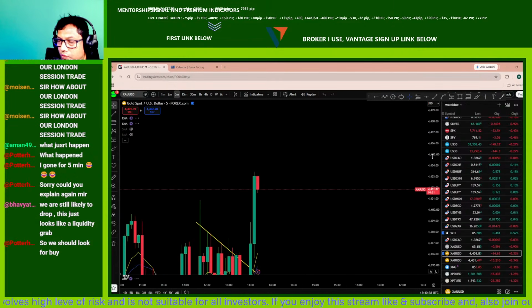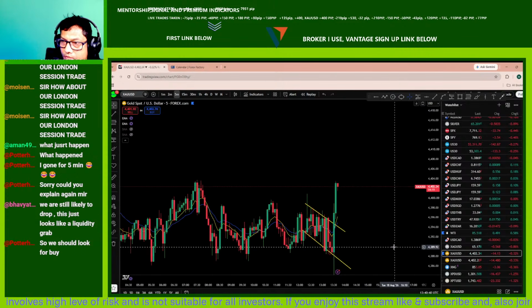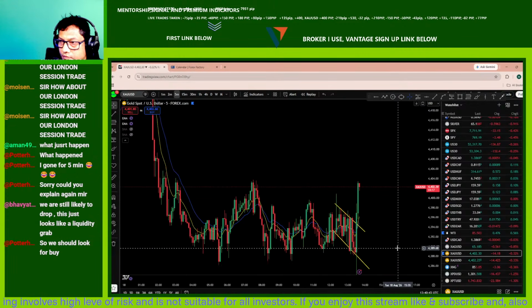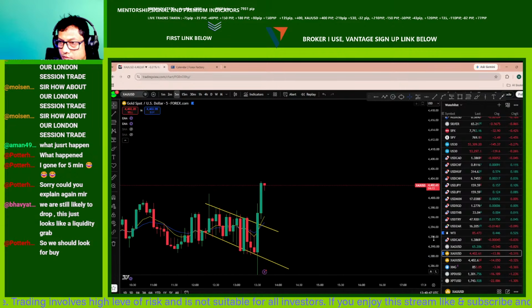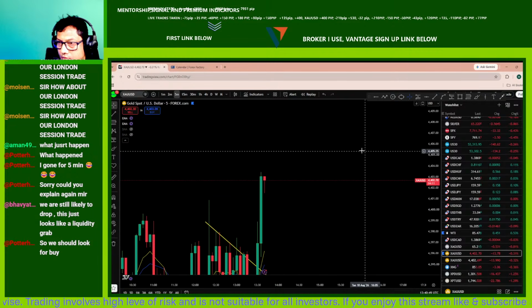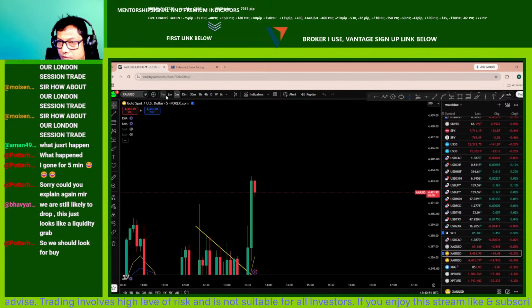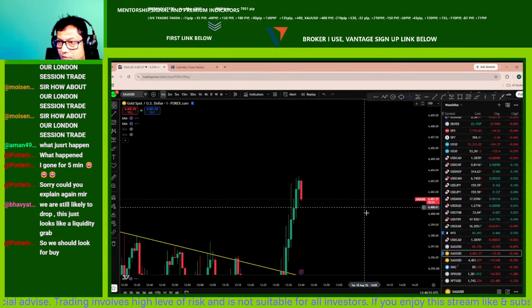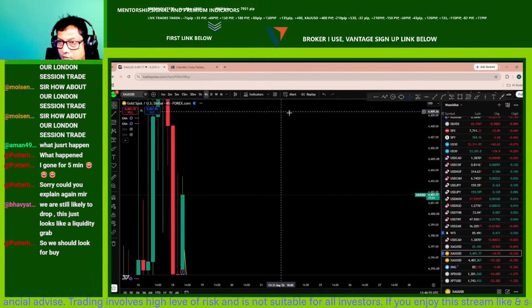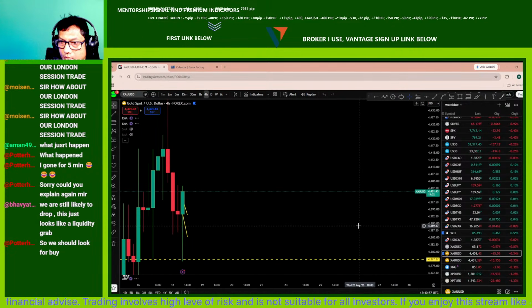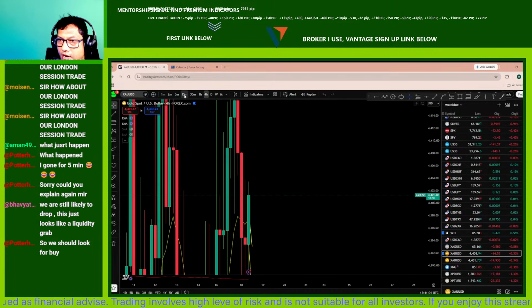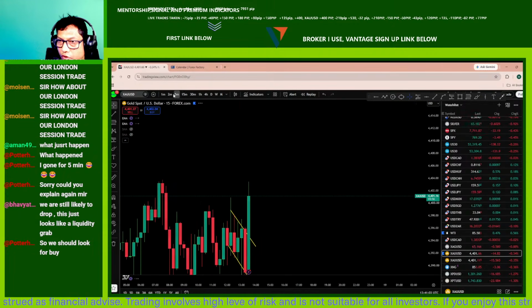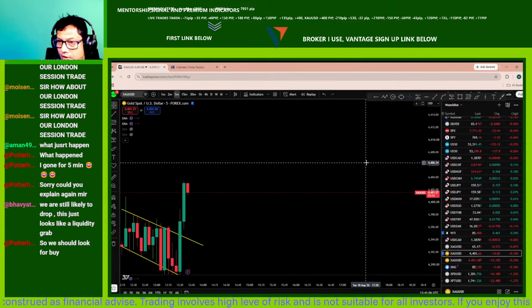This is a complete breakout structure that you can see here. Okay, ultimately the market has managed to bounce off this level that you can see here.